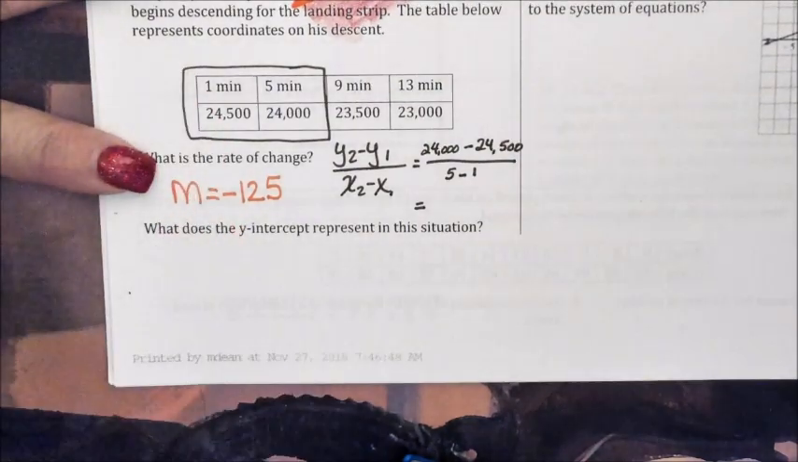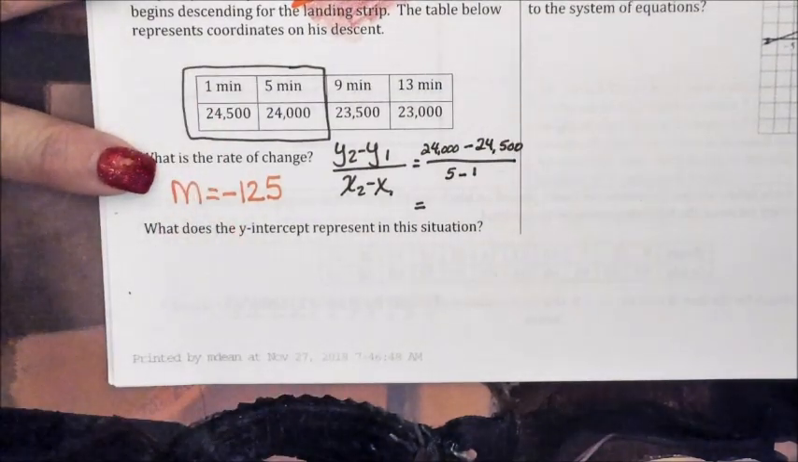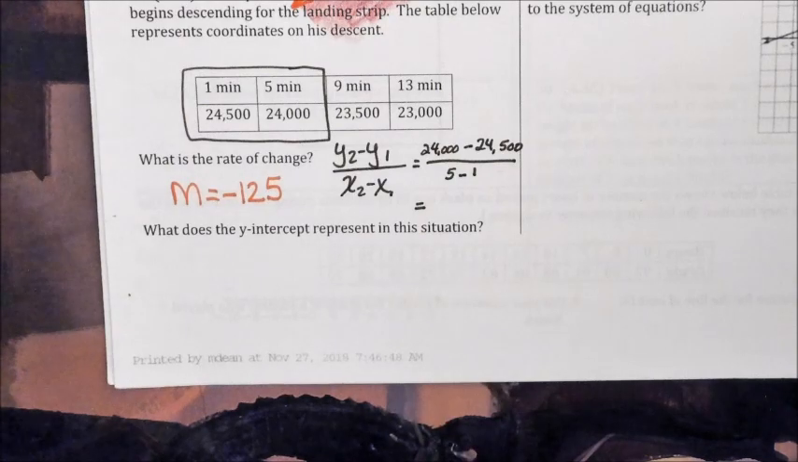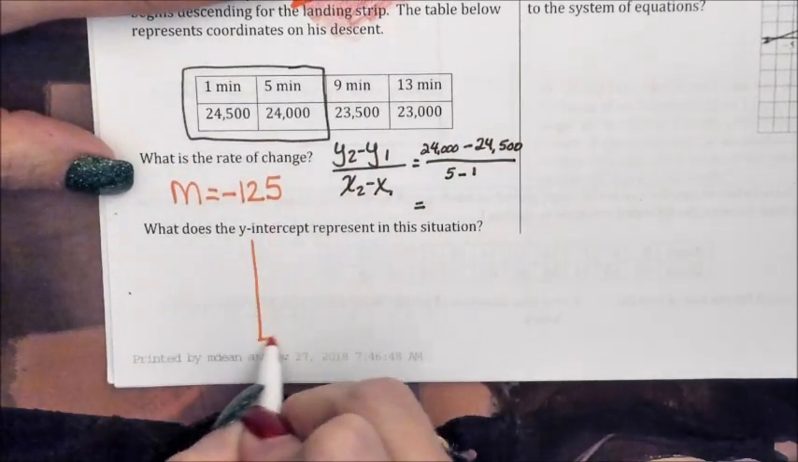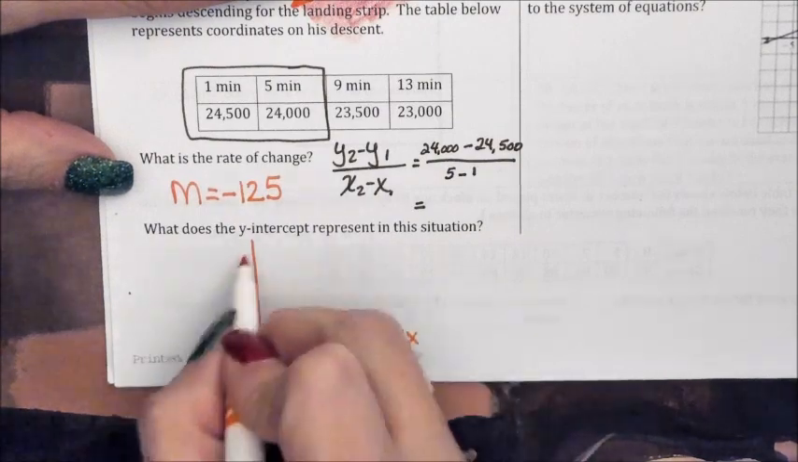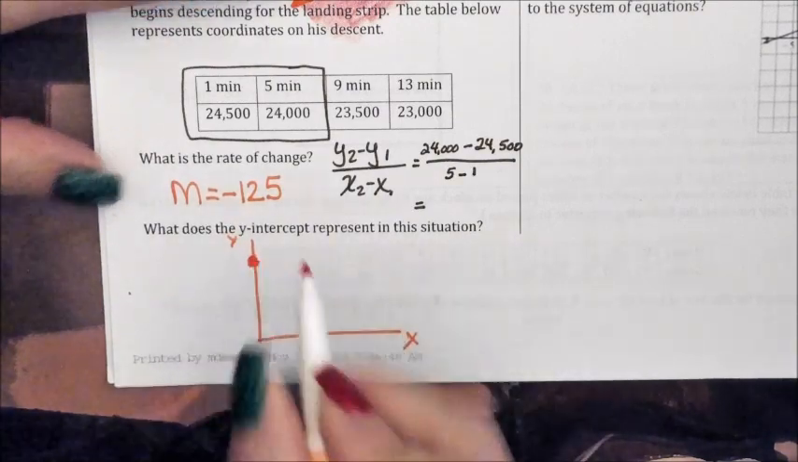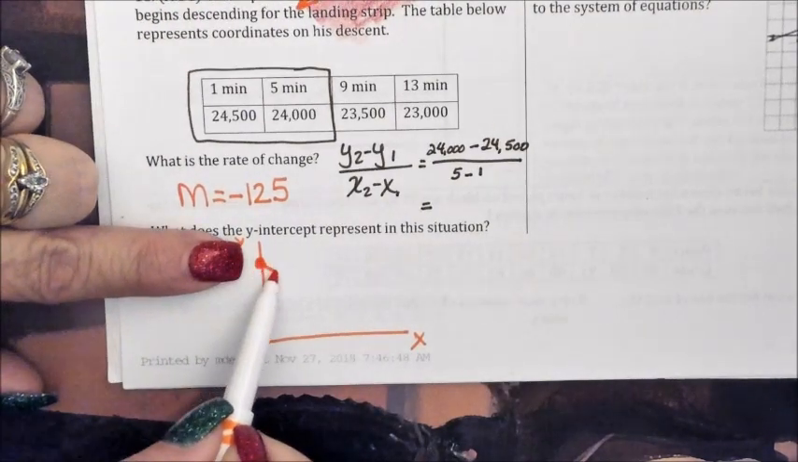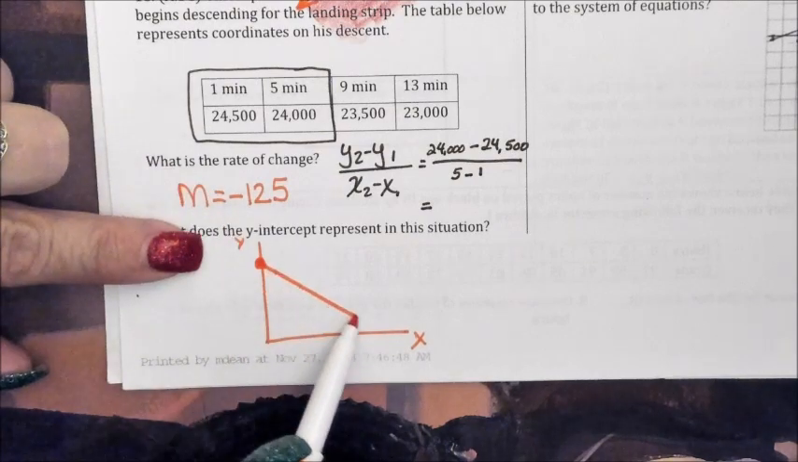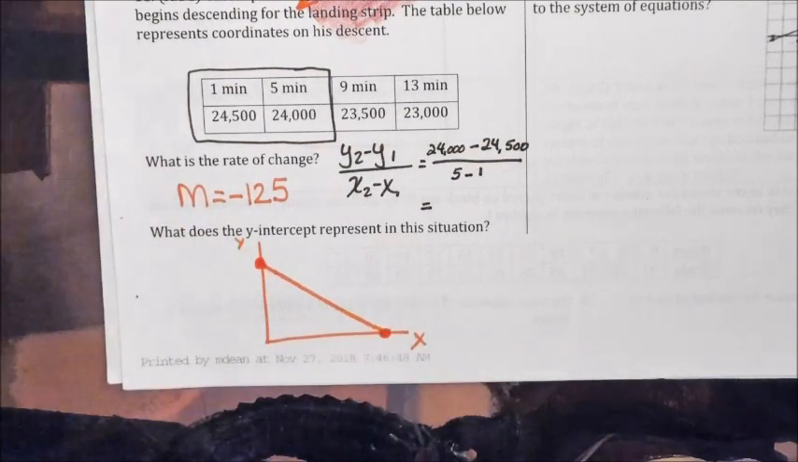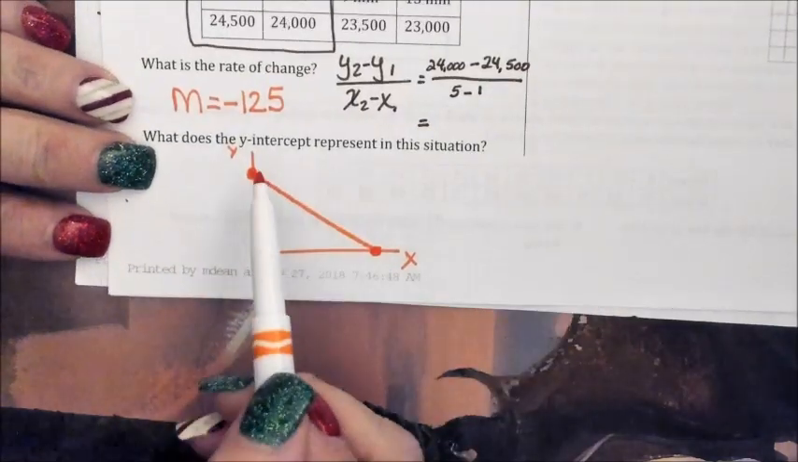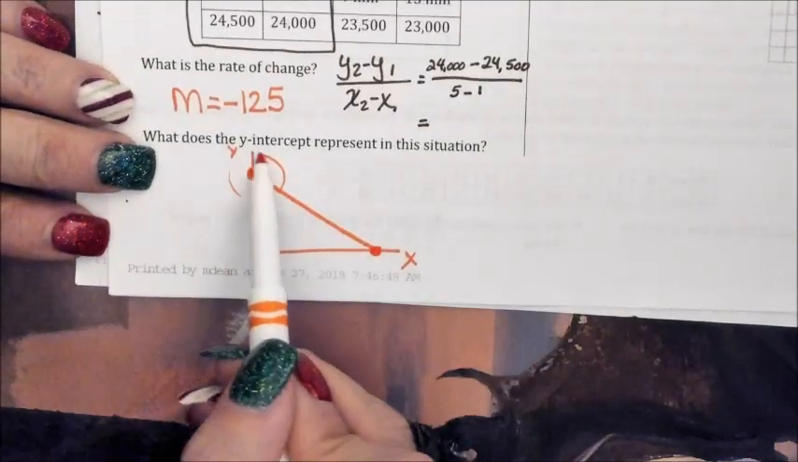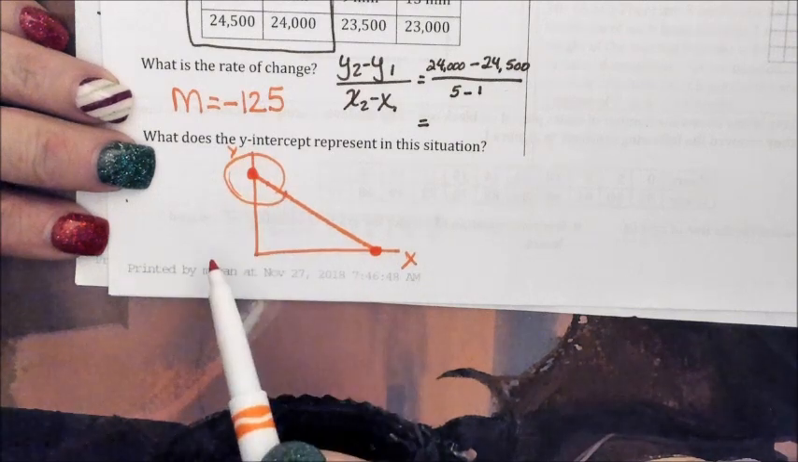So what would the y-intercept represent in this situation? It doesn't want to know what it is, just what it would represent. So let's talk about this. This is quadrant one. This is my x and this is my y. My plane starts here, and then it's going down at a rate of 125. So it looks something like this. I don't need to know the exact numbers, just kind of what's going on.